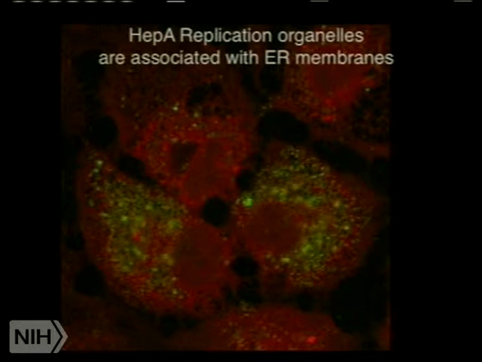This is a picture we took of a hepatitis A virus. The green fluorescence here is an antibody against the hepatitis A replication protein. And the red is an ER membrane marker. And you see it's sort of dotting all over the ER. So the hepatitis A virus also replicates on the ER.